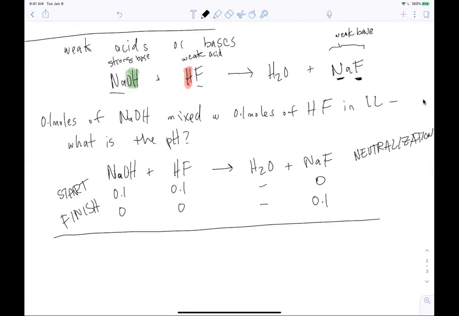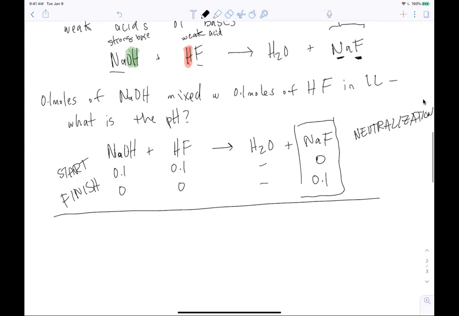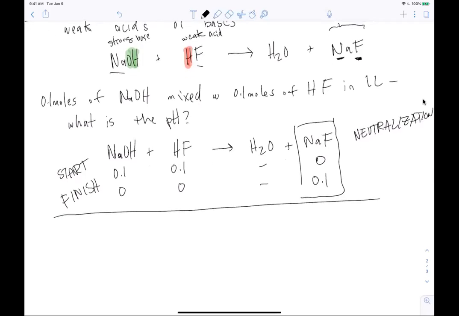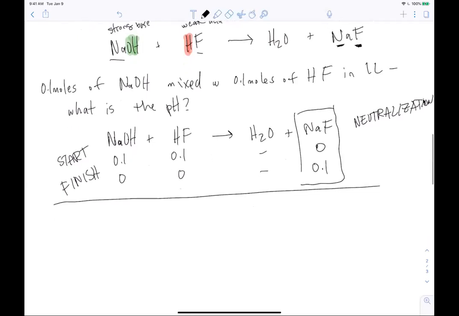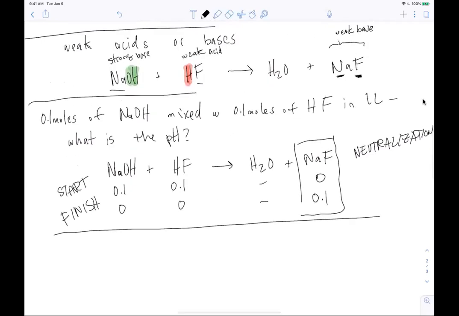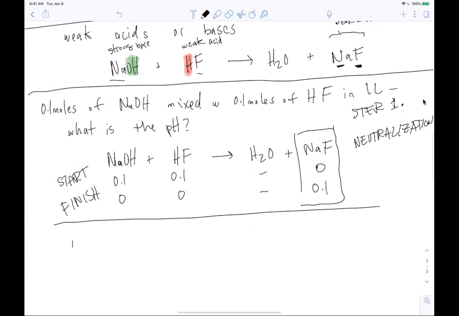But now I look at this and I go, oh, okay, but I know that one of these is a weak acid, so that means that whatever I form here must itself be basic. And so now I have the second part of the problem to work. So this is like step 1 here. But now the problem becomes, what is the pH of a 0.1 molar solution of sodium fluoride?